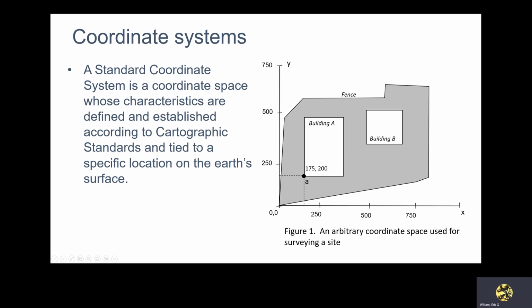But when we think of coordinate systems, we tend to think of them in a more standardized manner. And so a standard coordinate system is a coordinate space whose characteristics are defined and established according to cartographic standards, and it's tied to a specific location on the Earth's surface. And so that graphic at the right would actually be anchored to a well-known position on the Earth's surface at 0, 0, and then your coordinate system would then expand off of that.